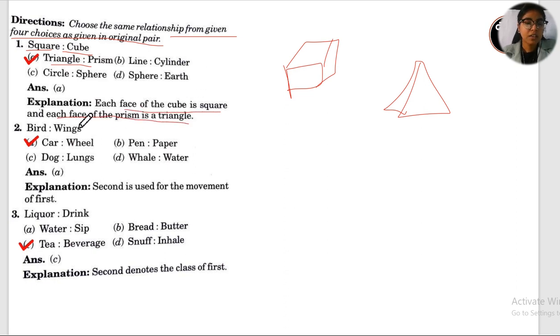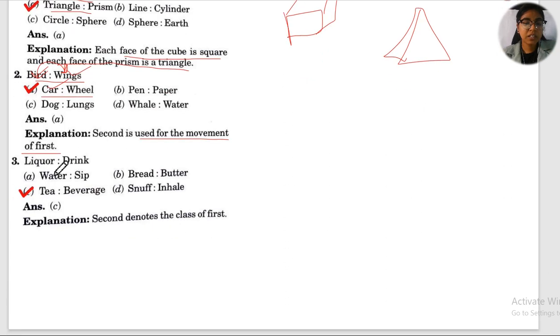Next you have bird and wings. For this, the correct option will be car and wheel, because a bird flies with the help of its wings and a car moves with the help of wheels. So for movement purposes, these two things have a relation.